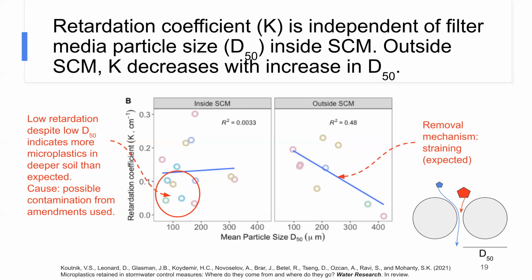Or it could be the fact that even at the deeper soil or deeper filter layer, there is already plastic in it because they use compost or mulch as amendments, and those are known to have plastics. So either way, it means either these particles or these media are pre-contaminated, or they are just not filtering. There are some plastics that are moving downward, and it could be both of them.